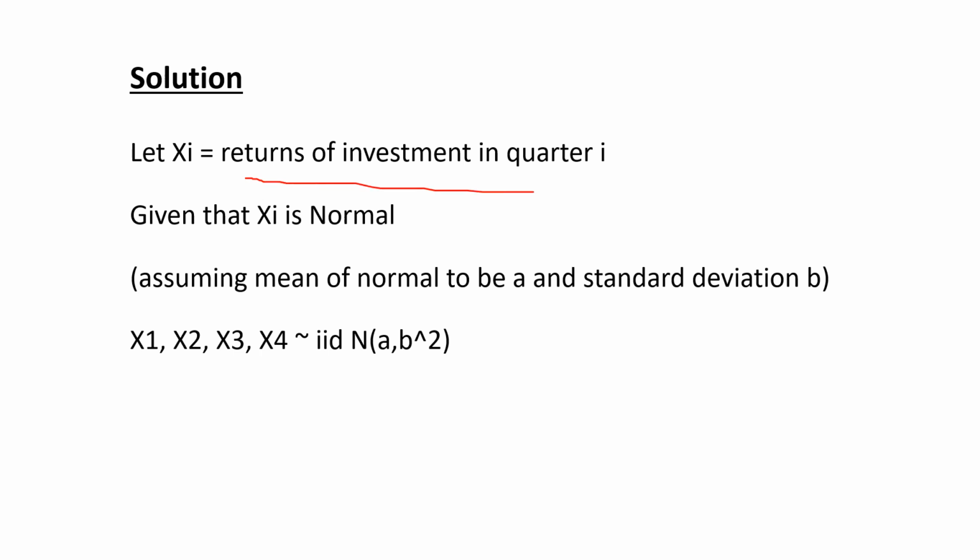Let xi be the returns of investment in quarter i. We are given that xi is normal, but we are not given the parameters of this distribution. We are told that the distributions are identical and independent, so we know there's no covariance, and the parameters of the distribution would be the same for each quarter. So let's assume the mean is A and the standard deviation is B. And so we have x1, x2, x3 and x4, the returns of quarters 1, 2, 3 and 4 respectively, which are distributed normally with mean A and variance B squared.